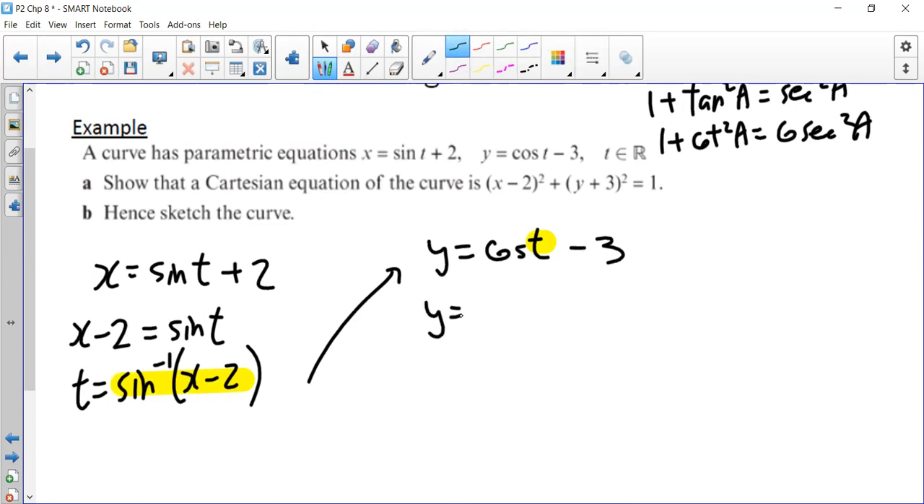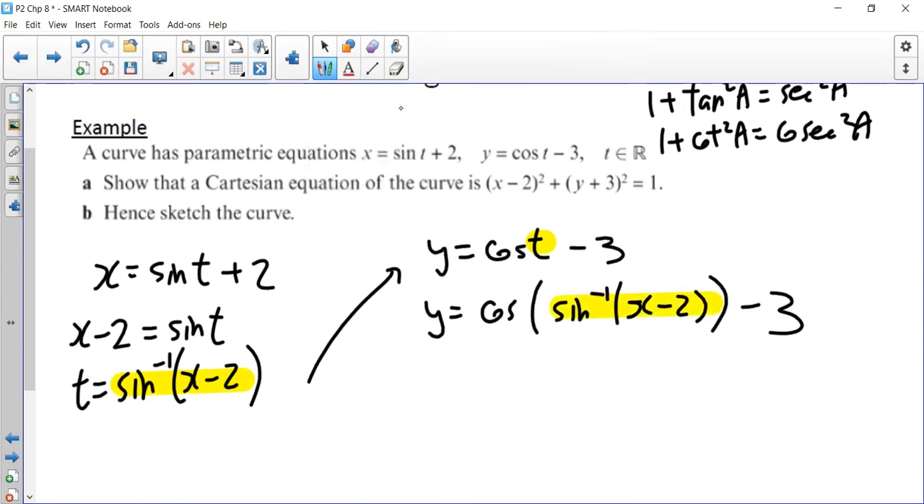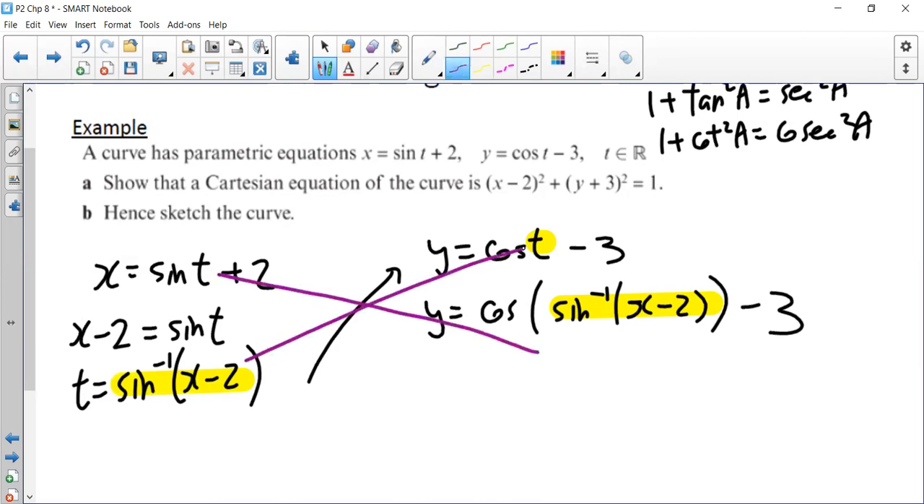Something disgusting, like a pickle in a burger, happens. Why? Cos of inverse sin of x minus 2, minus 3. I replace the t with this. So cos of inverse sin of x minus 2. That's vomit. That's disgusting. That shouldn't be happening. So therefore, that's the wrong way. We're definitely not going to use this way.